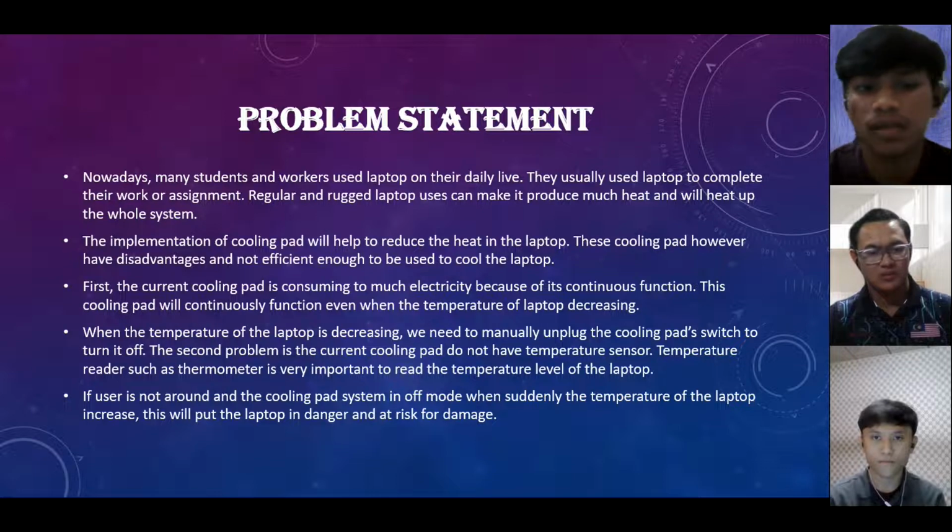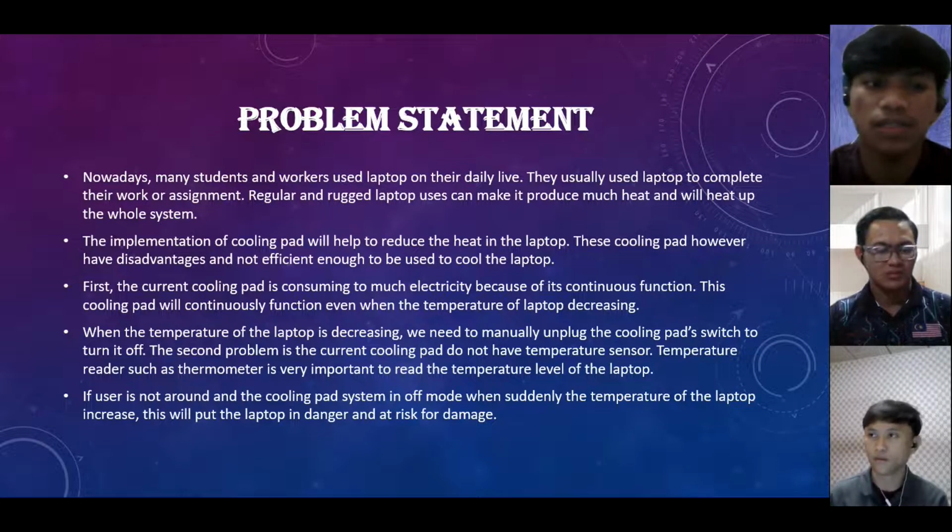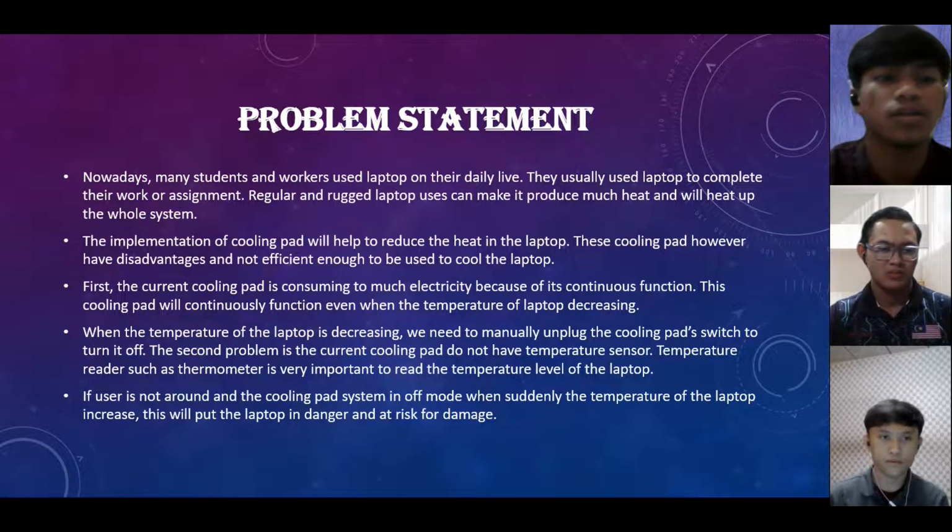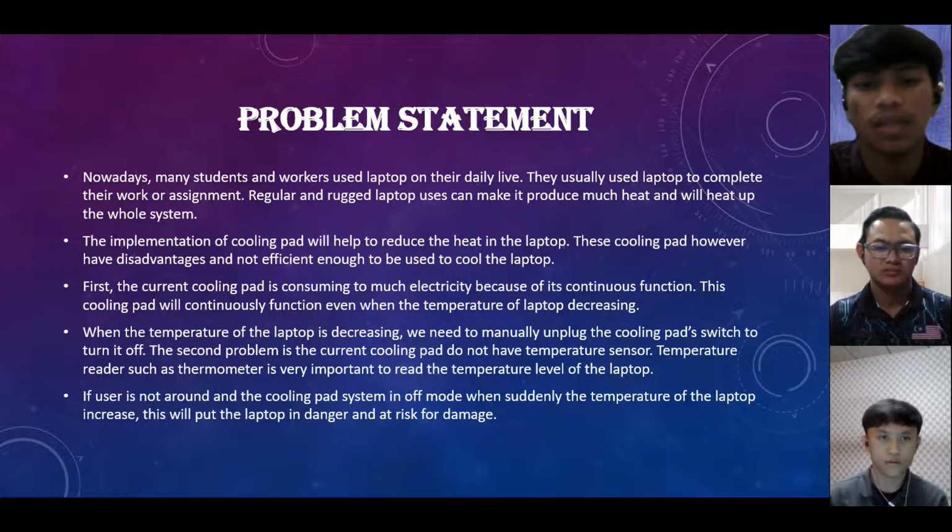off. The second problem is the current cooling pad does not have a temperature sensor. A temperature reader such as a thermometer is very important to read the temperature level of the laptop. If the user is not around and the cooling pad system is in off mode when suddenly the temperature of the laptop increases, this will put the laptop in danger and at risk of damage.